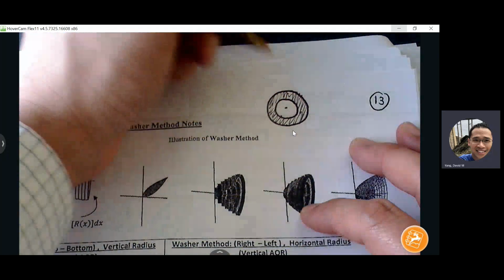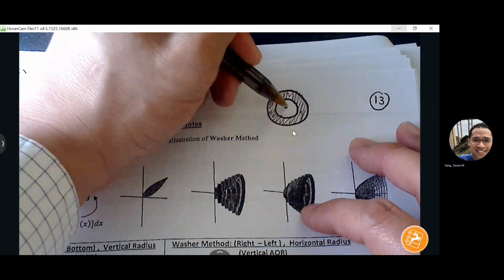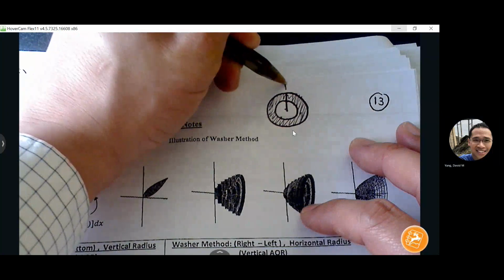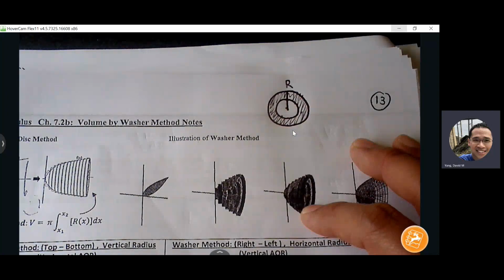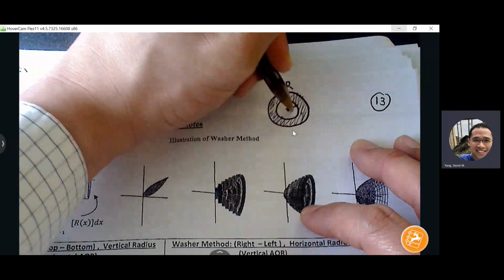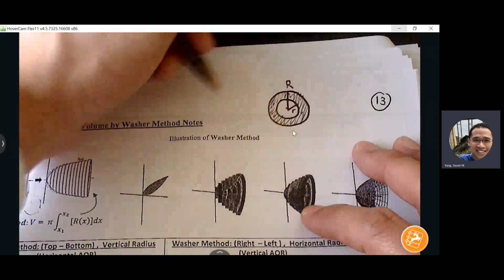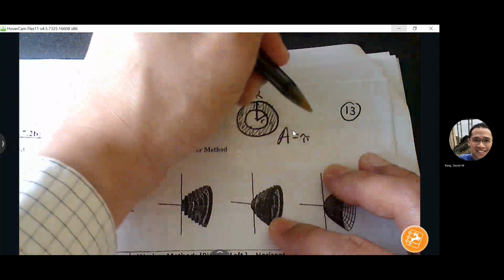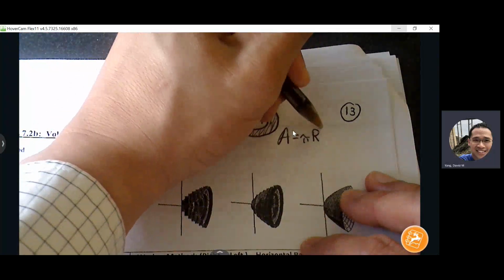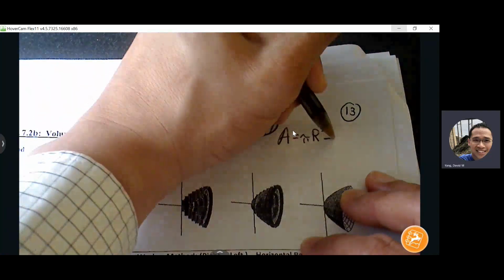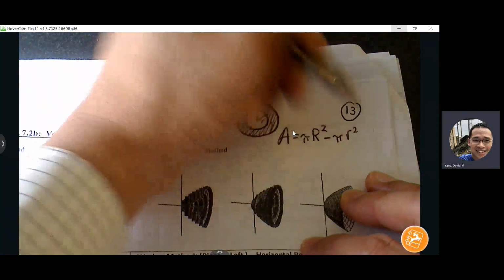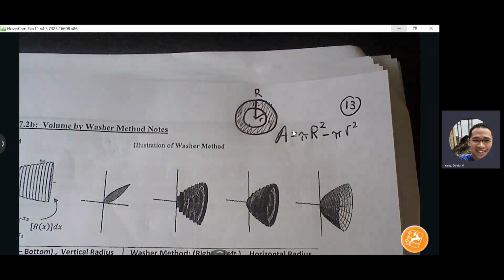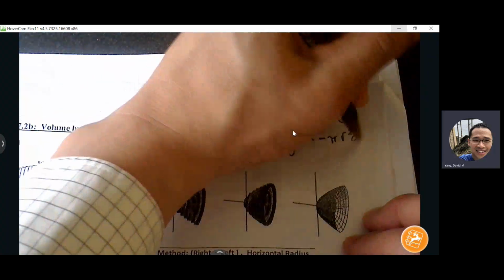Yeah, find the area of the entire circle, which means we need to find the what? Radius. So we need to find the radius of the big circle, and then find the radius of the small circle, and then subtract the areas, right? So pi big R squared minus pi little r squared. If you can understand that, then that's basically what the washer method is. If you simply put an integral in front and dx at the end, there it is.